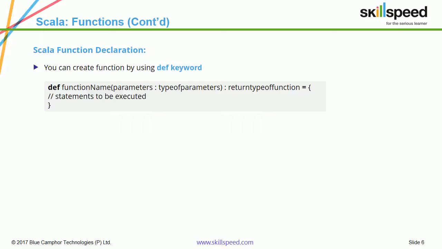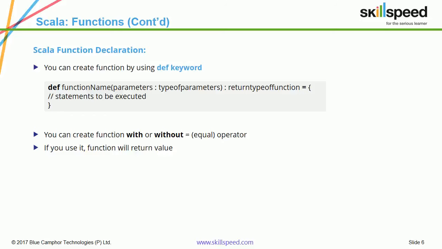And then you can put an equal to symbol, and within the curly braces you can have the body of your function. Please note that while creating a function, you can either use the equal to symbol, or you may choose not to use that. If you use the equal to symbol, it will return a value. If you don't use it, the function will act as a method and will not return any value back.